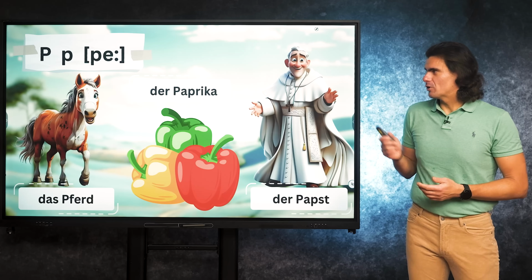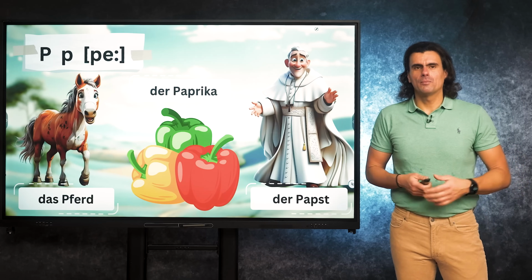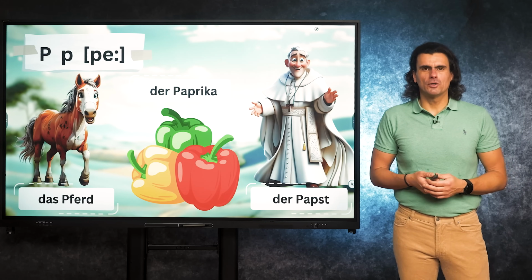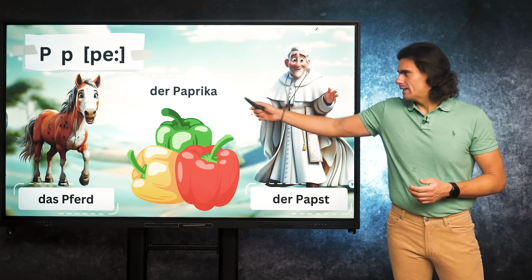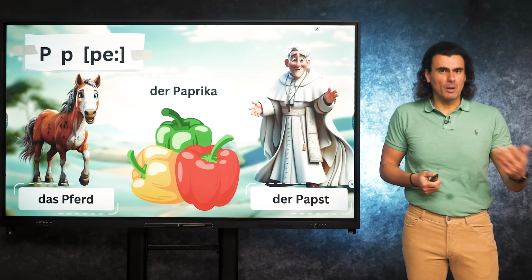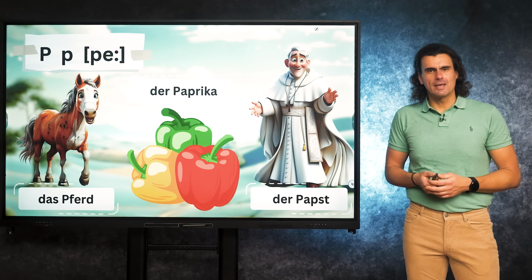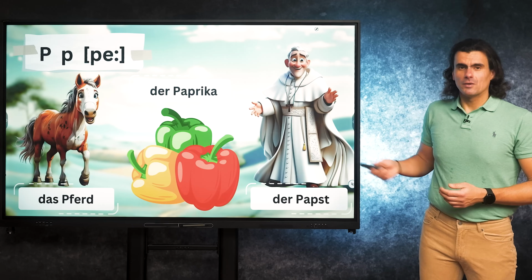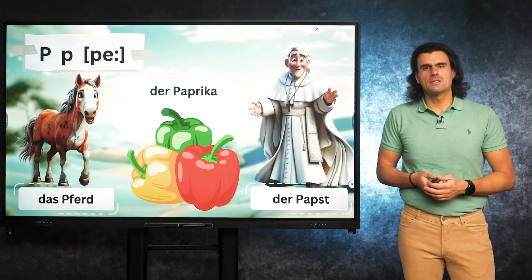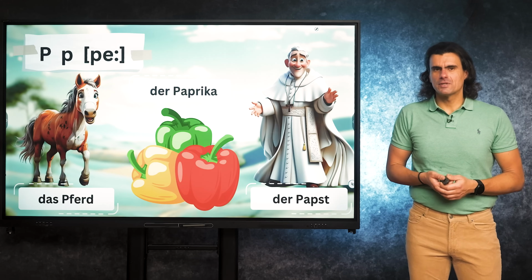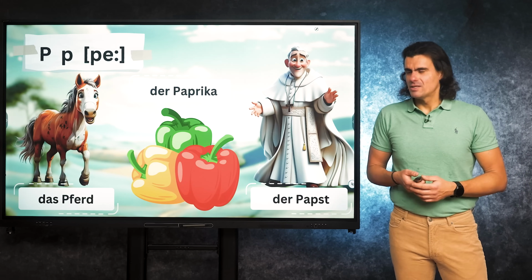Buchstabe is the letter P. Shouldn't be a problem. It's simply P in the way how we pronounce it. Zum Beispiel der Paprika, which is the bell pepper, or in some parts of the English-speaking world, you actually say capsicum. Der Papst, which is the Pope. Der Papst lebt im Vatikan. The Pope lives in Vatican City.